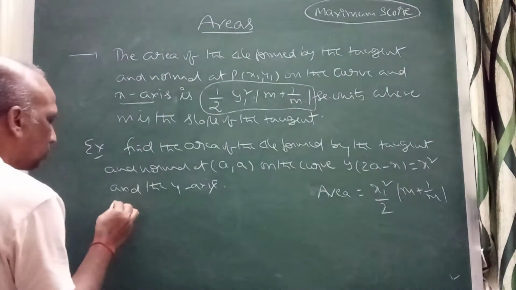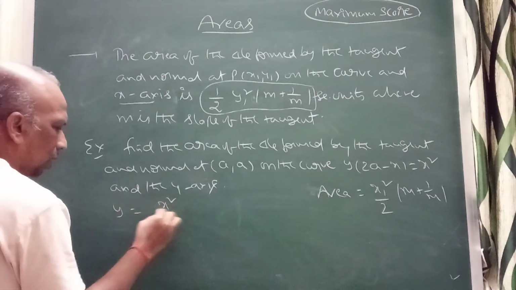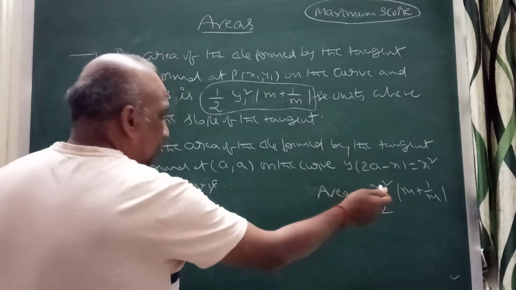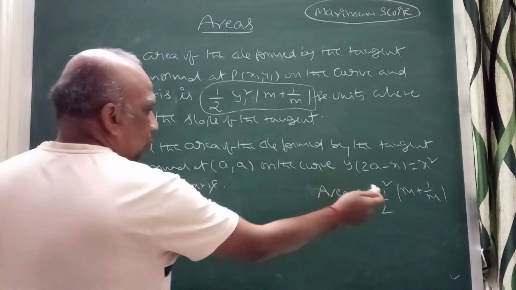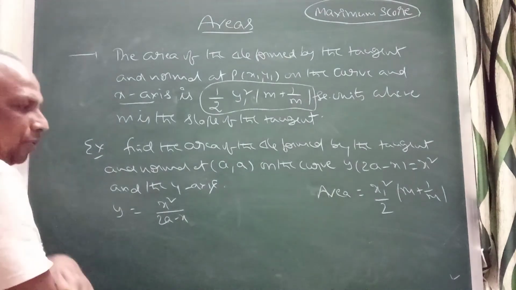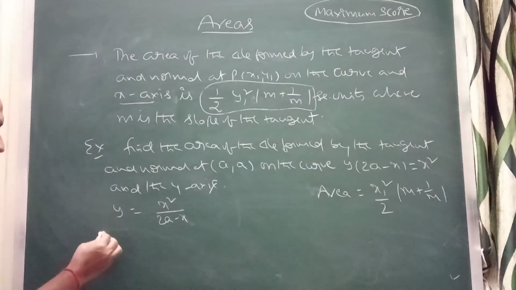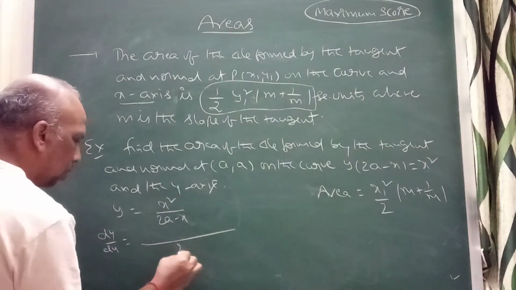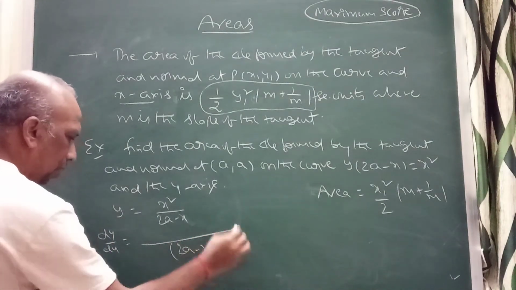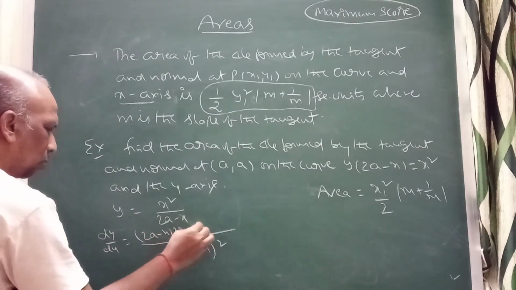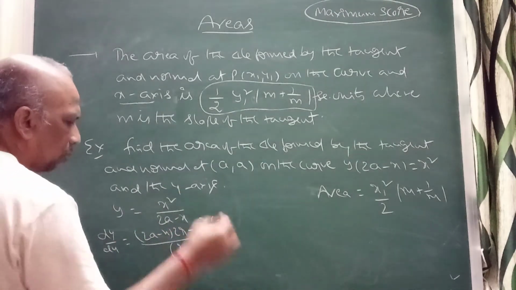So what about the slope of the tangent in the equation? What is y? y is equal to x square by (2a minus x). I want the m value. Specifically, given the point (x1, y1), a is x1. So I want 2a minus x in this one. You find the derivative of this. If we take the derivative, I can write dy/dx by the quotient rule: over (2a minus x) whole square, so (2a minus x) into 2x minus x square into minus 1.